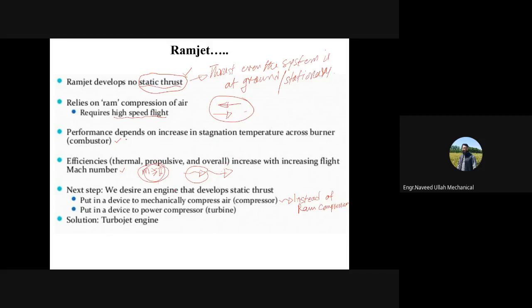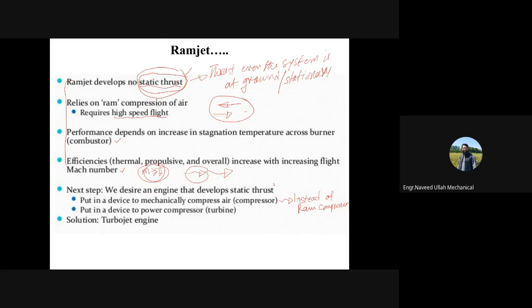ठीक है. अच्छा, तो इन limitation को overcome करने के लिए, ताकि हमारे पास क्या हो, अब जहाज आपने खड़ा भी देखा होगा वहां पे thrust produce होता है. ठीक है, ground run जब हम करते हैं ना, तो ये वहां पे brakes लगाते हैं, thrust produce होता है. ठीक है, तो इन drawbacks को या लिमिटेशंस को ओवरकम करने के लिए, फिर हमारे पास नेक्स्ट स्टेप क्या है कि भाई, next step is we desire an engine that develops static thrust.